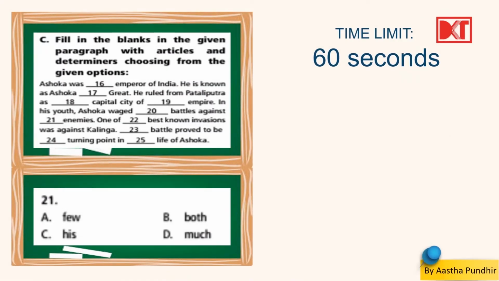Okay, next. Ashoka waged many battles against dash enemies. Few enemies, both enemies, his enemies, or much enemies. Of course, this one seems pretty easy as well. Against, of course, his enemies. Not few or much or both. Talking about possessive pronoun here. His enemies.